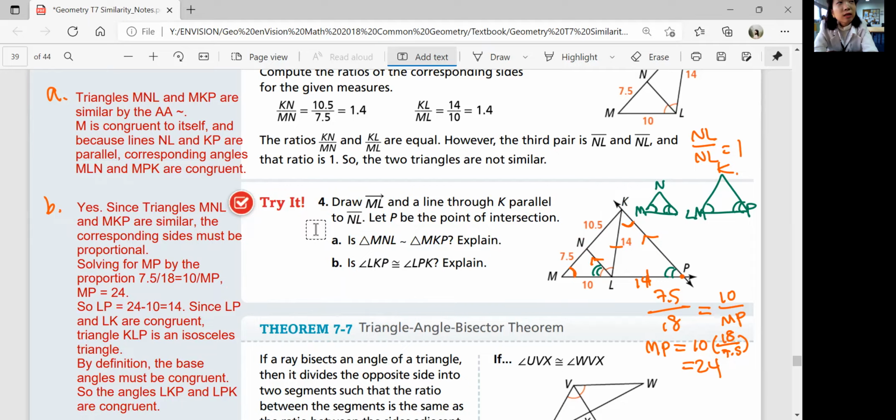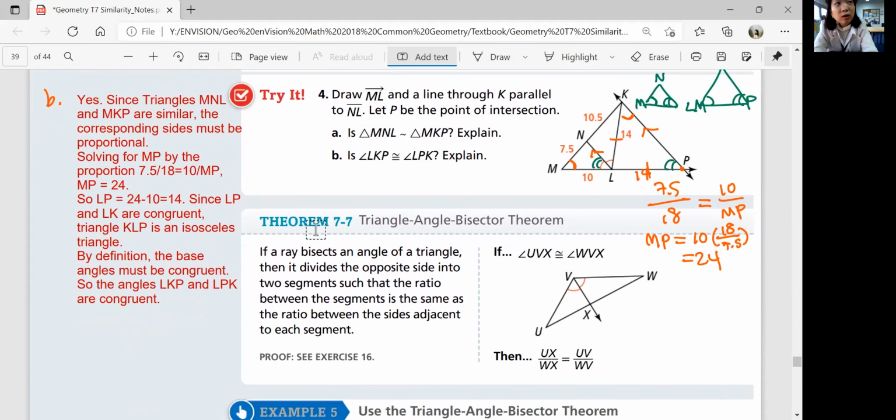Okay. So let's look at theorem number 7-7, the triangle angle bisector theorem. If a ray bisects an angle of a triangle, then it divides the opposite side into two segments such that the ratio between the segments is the same as the ratio between the sides adjacent to each segment. So if a ray is an angle bisector in a triangle, then the opposite sides that are divided are going to be proportional with the triangles that are made. So UX over WX is proportional to UV over WV.